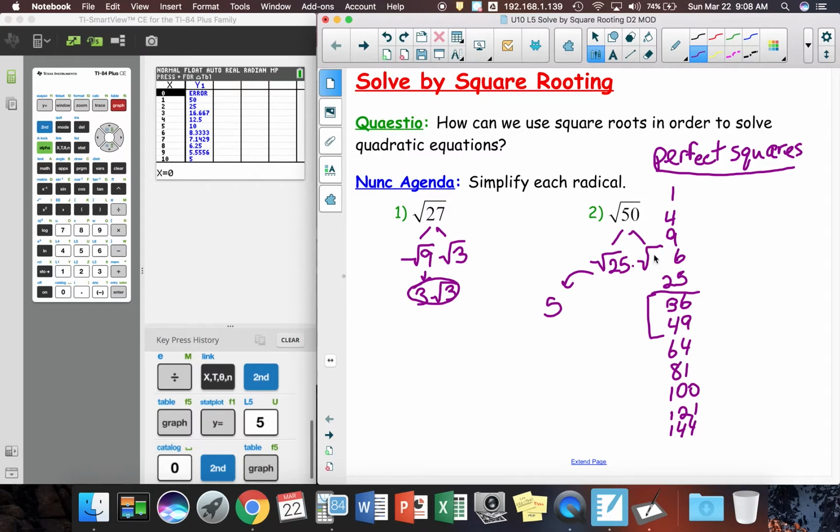So square root of 25 is 5. Square root of 2 cannot be simplified, so I'm just going to write that next to it. Radical 2. Alright, so this is what you learned yesterday, but we're going to use that for today's lesson. For today's lesson, we're going to solve by square rooting.